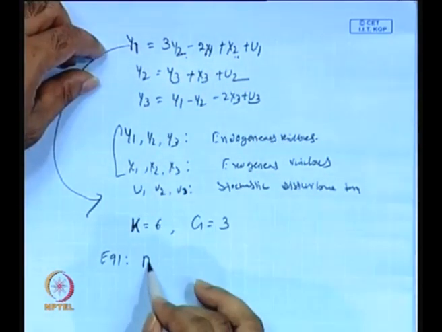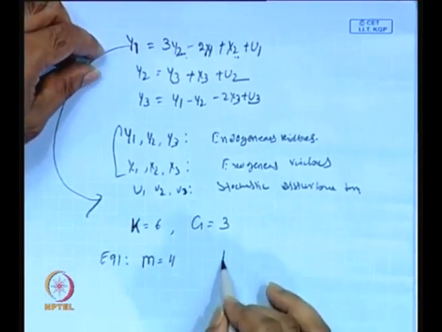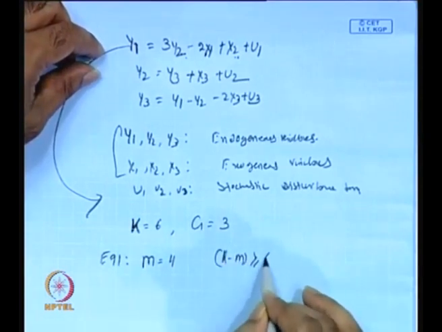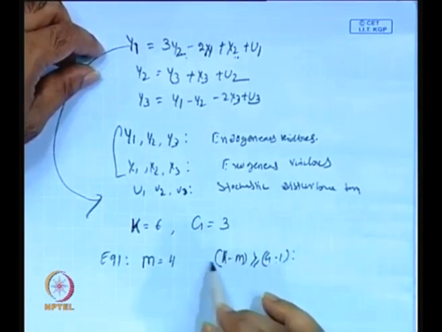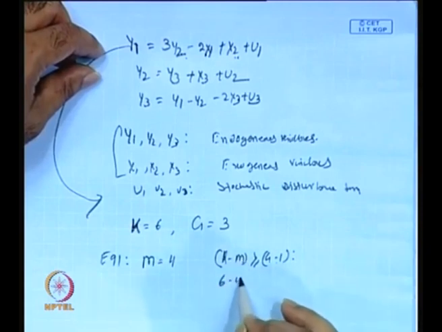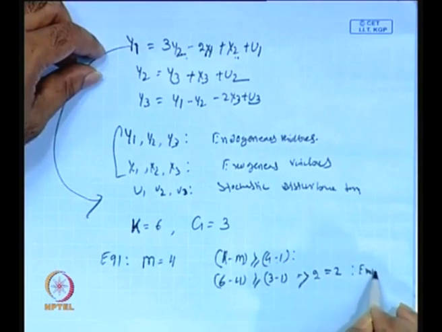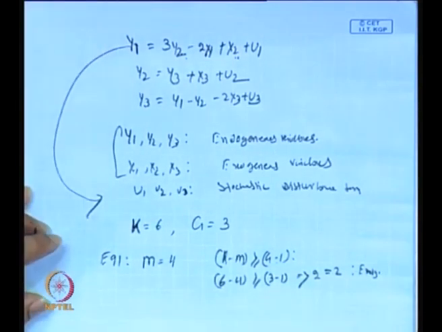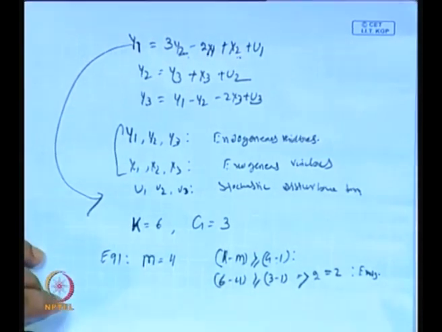So, that means it is m equal to 4 here. Now what is the balance sheet? The balance sheet is (k minus m) into g greater than or equal to g minus 1. That is our formula. Here k is 6, m equal to 4, greater than or equal to g minus 1, 3 minus 1. So that means it is 2 equal to 2. That means it is exactly identified. This system is called exactly identified. So in this particular simultaneous equation system, the first equation is exactly identified.